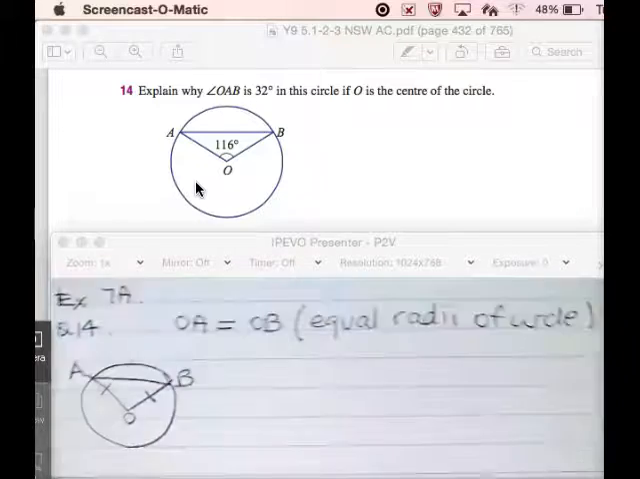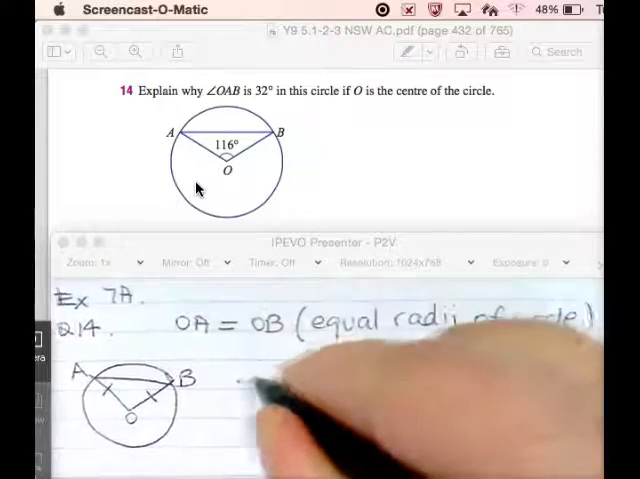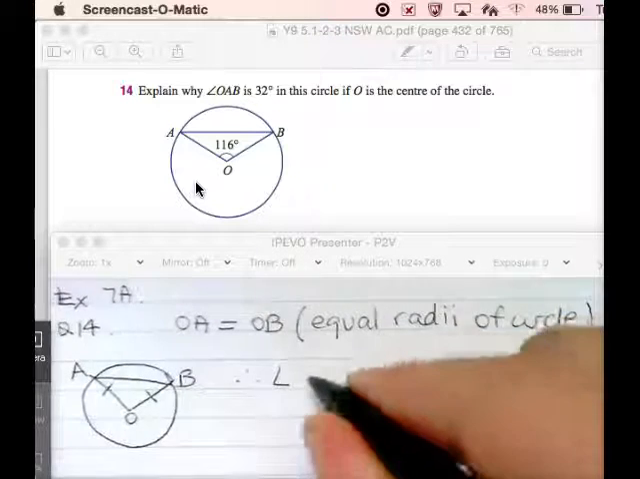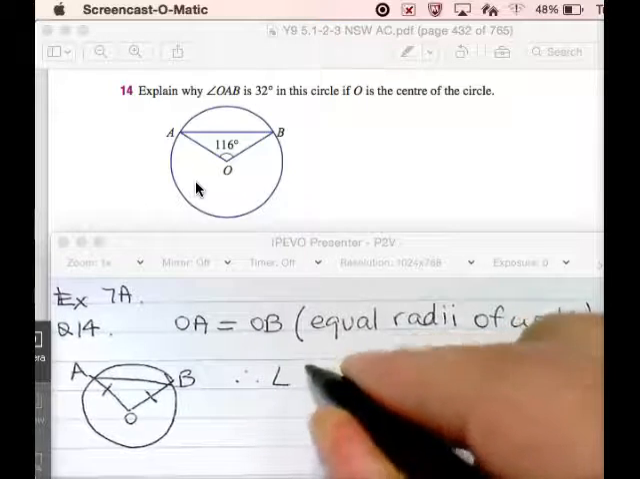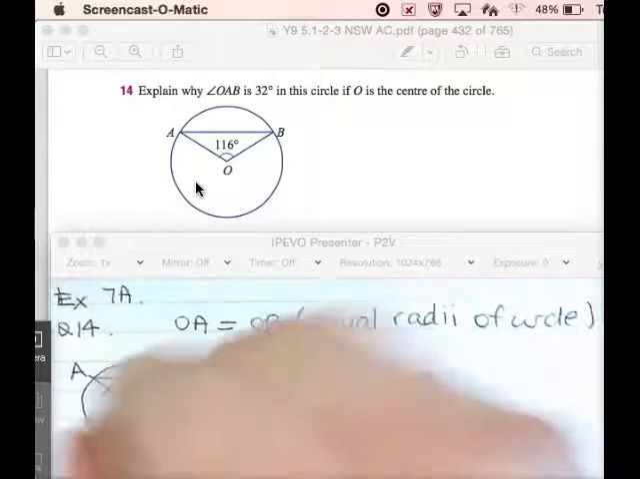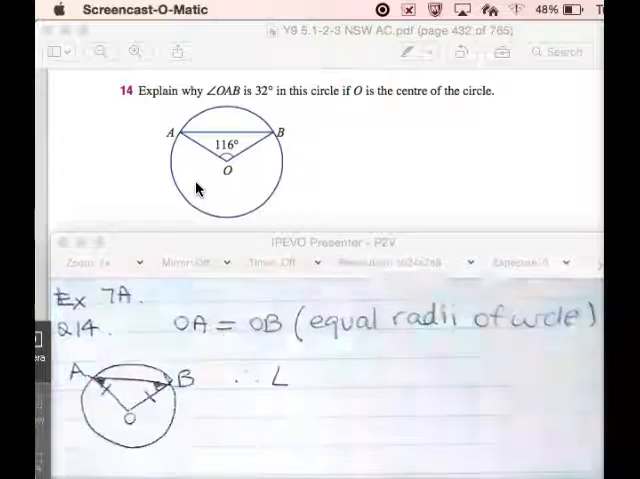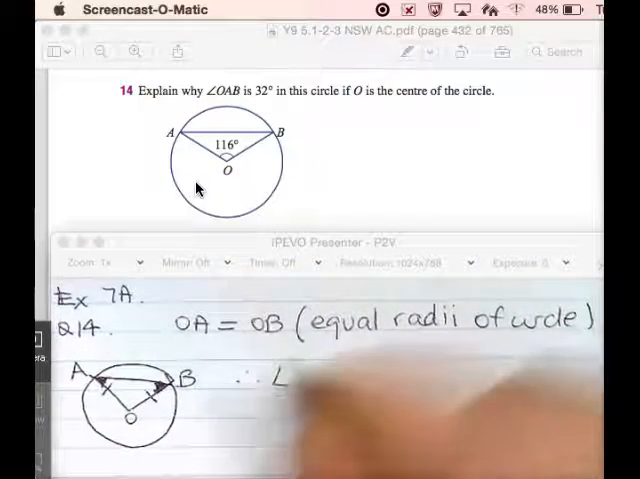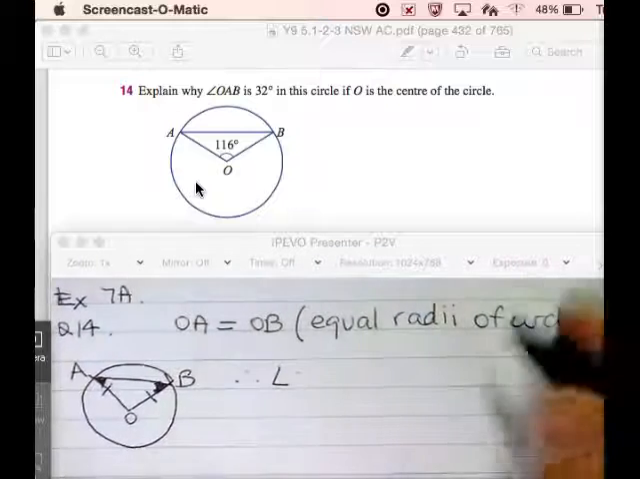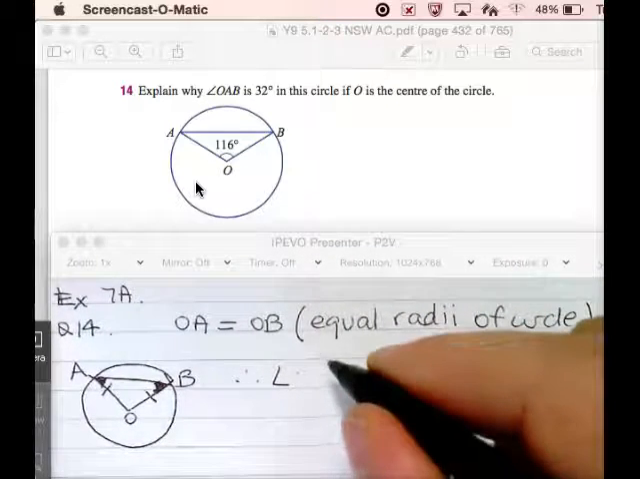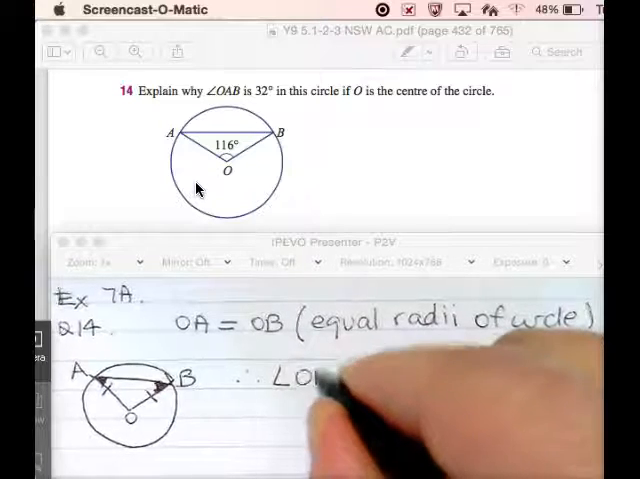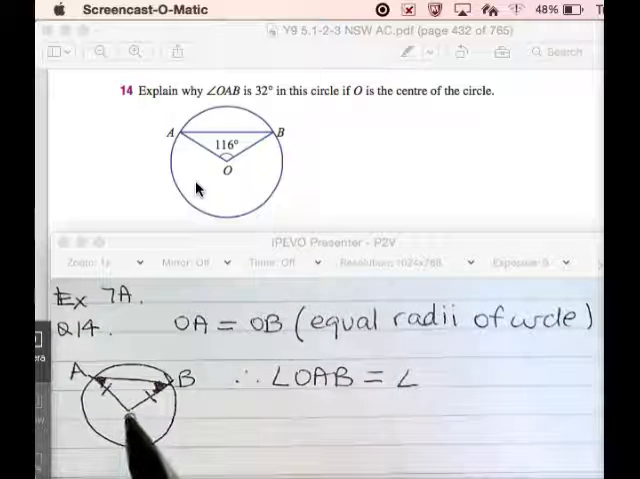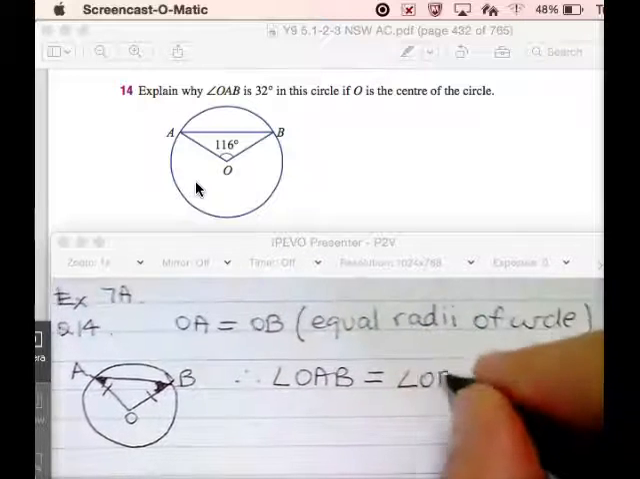So now what can I say? Therefore, angle, what? So these angles that I've coloured in, if you can see them, those two coloured in angles are equal. So angle, how do you name that angle? BAO, or OAB, either. So angle OAB equals angle OBA.